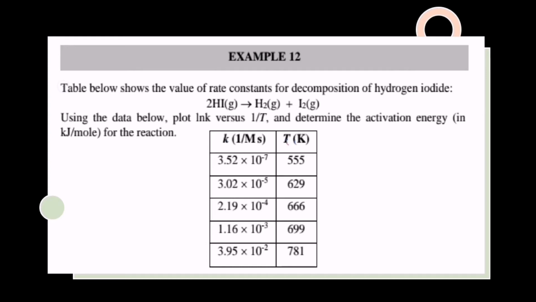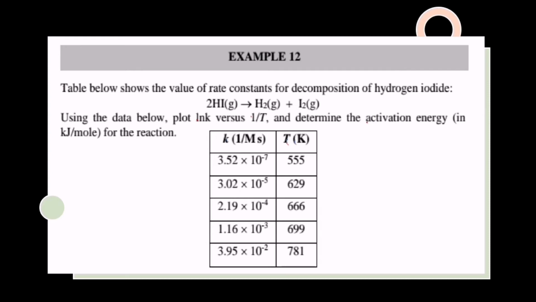The table shows the value of rate constant for decomposition of hydrogen iodide. Using the data below, plot ln k versus 1/T. So this question is quite easy because it has mentioned kita nak plot apa versus apa. Biasanya soalan terus suruh determine activation energy. Okay, tapi kalau soalan dah beritahu ln k versus 1/T, so lebih senanglah kerja awak. So from this data, we can determine the activation energy from the graph.